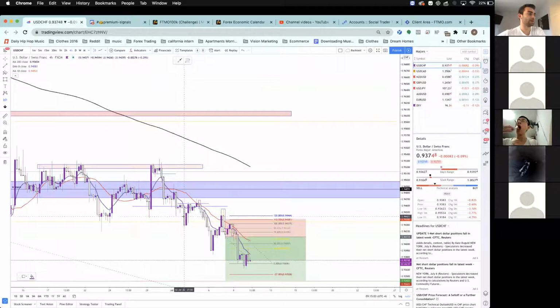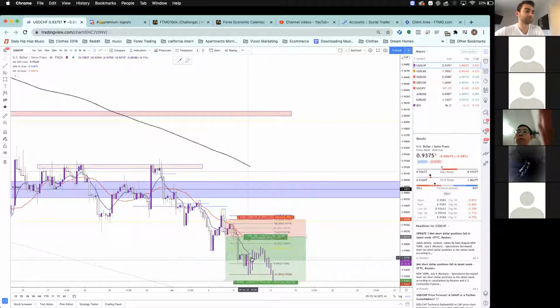We need a pullback and then the drop off. Boom. So we're looking for something very similar to that to happen right now. Maybe a retest of this 38.2.